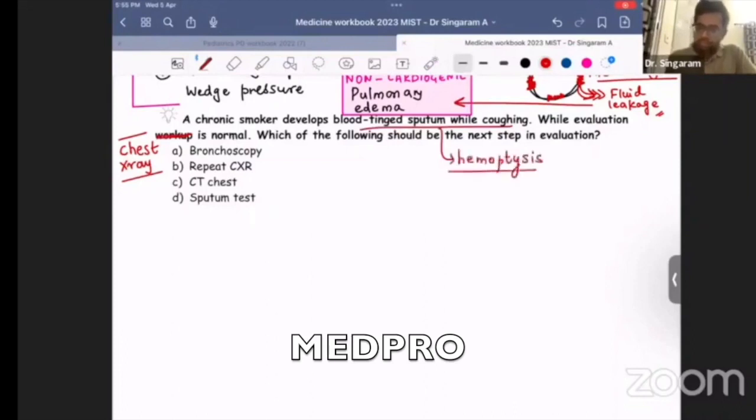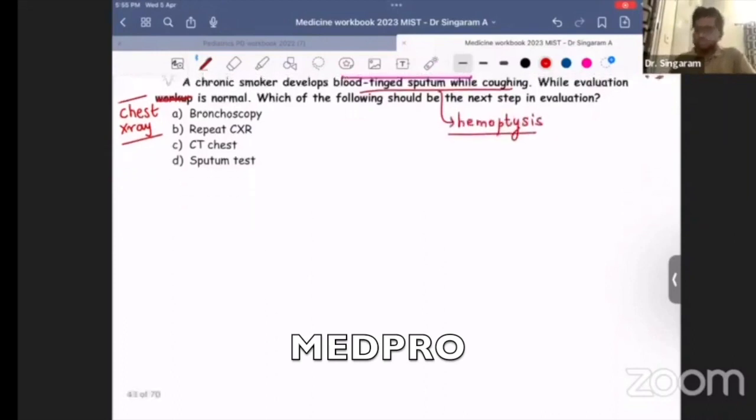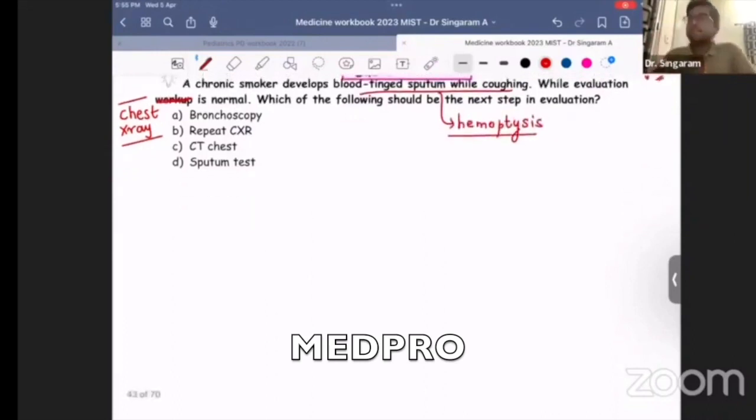Now, this question basically asks you whether you know how to evaluate a patient with hemoptysis. Whenever you have a patient with hemoptysis, you should classify them into 2 categories. One is a patient who is having a non-massive hemoptysis.